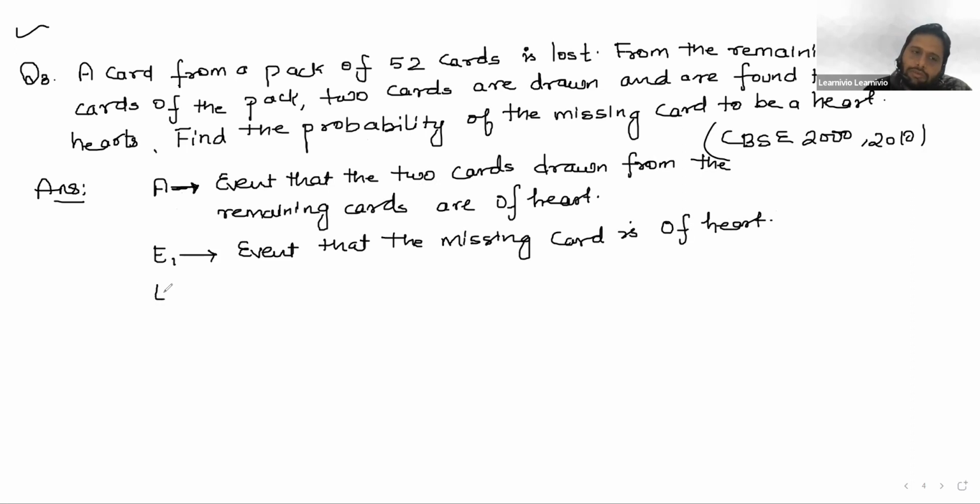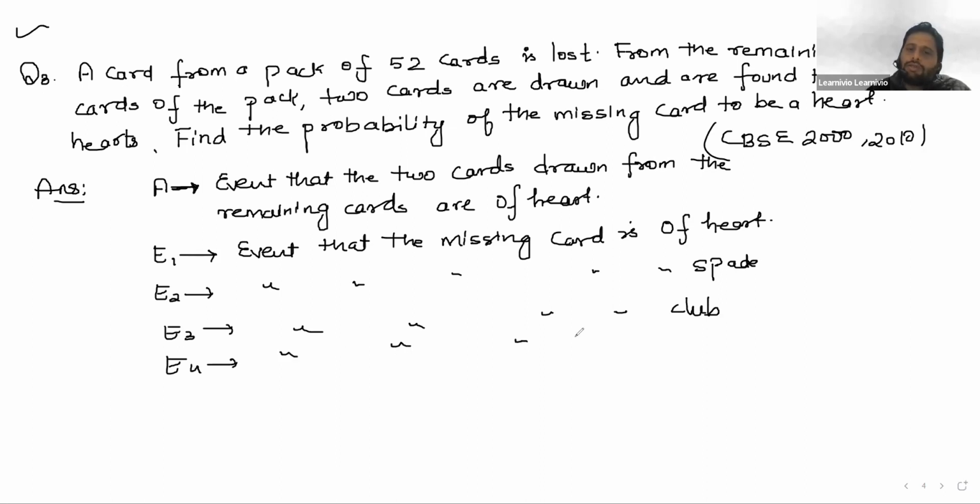Now E2, E3, write the remaining ones. So what options do you have? Missing card can be of heart. E2 is the event that the missing card is of spade. E3 is the event that the missing card is of club. E4, event that the missing card is of diamond. Clear, Nabil? Nabil, is it clear? Yes, sir.